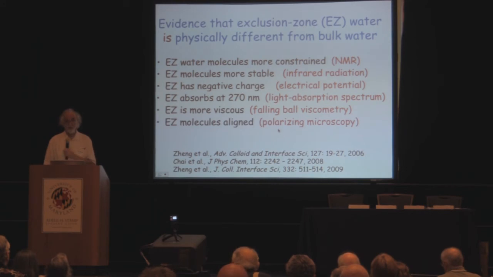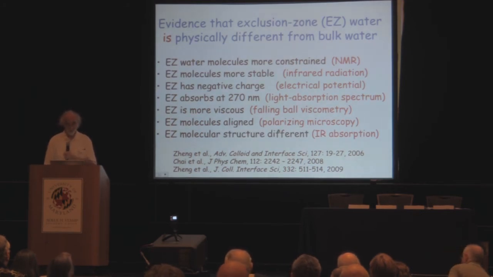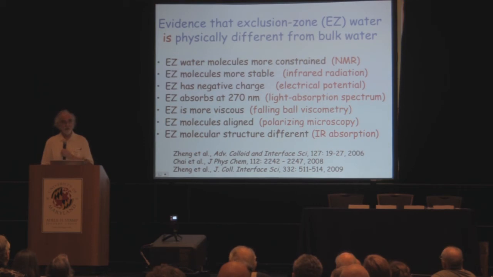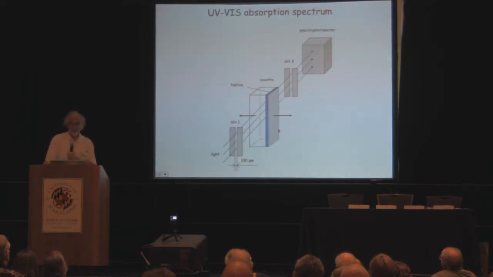We found it's more viscous than bulk water. We found that the molecules are aligned, measuring birefringence using polarizing microscopy. And we have some data of IR absorption, although not spectra yet, because you need a very thin sample, showing that the molecular structure is somehow different. But we don't know from these results how it's different. And there should be another one. Nikolai Bumkin in Moscow is preparing a manuscript showing that the refractive index of this zone is about 10% higher than that of bulk water. It looks more dense. So let me just go over two of these, which I think are particularly germane to what I want to say.